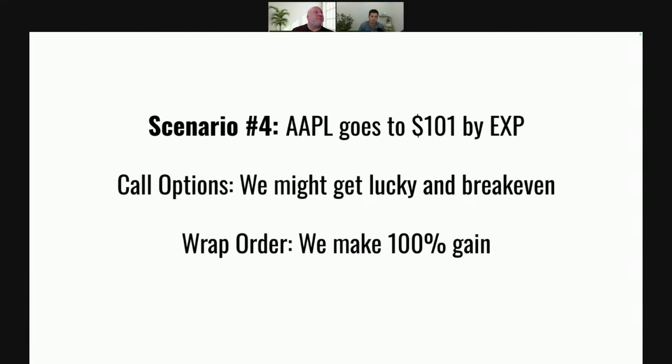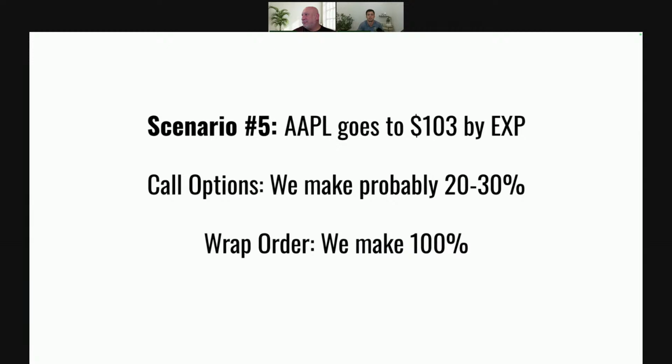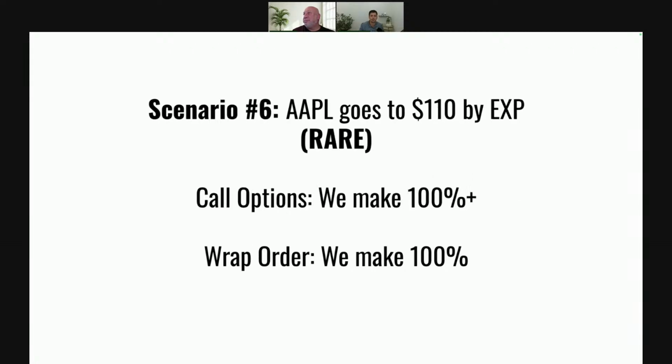But we'll give call options the benefit of the doubt here and say you get lucky and break even. With the wrap order, you make 100% return on investment. Let's say Apple keeps going. Let's say Apple goes to 103 by expiration. With the call options, you might make 20 to 30%. Woohoo. With the wrap order, you're making 100%. You're making 3 to 5 times the return by just using the correct options application.